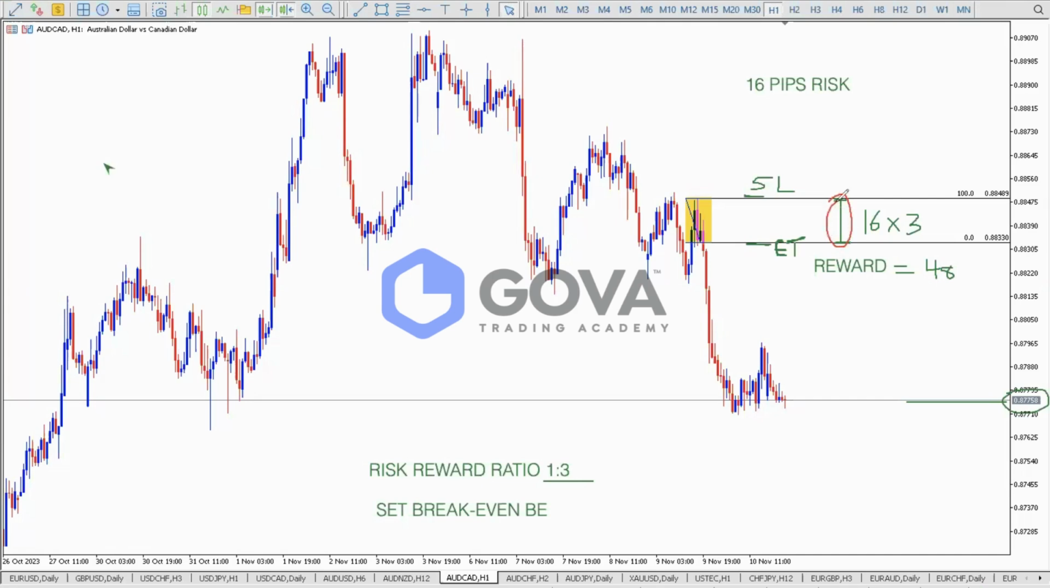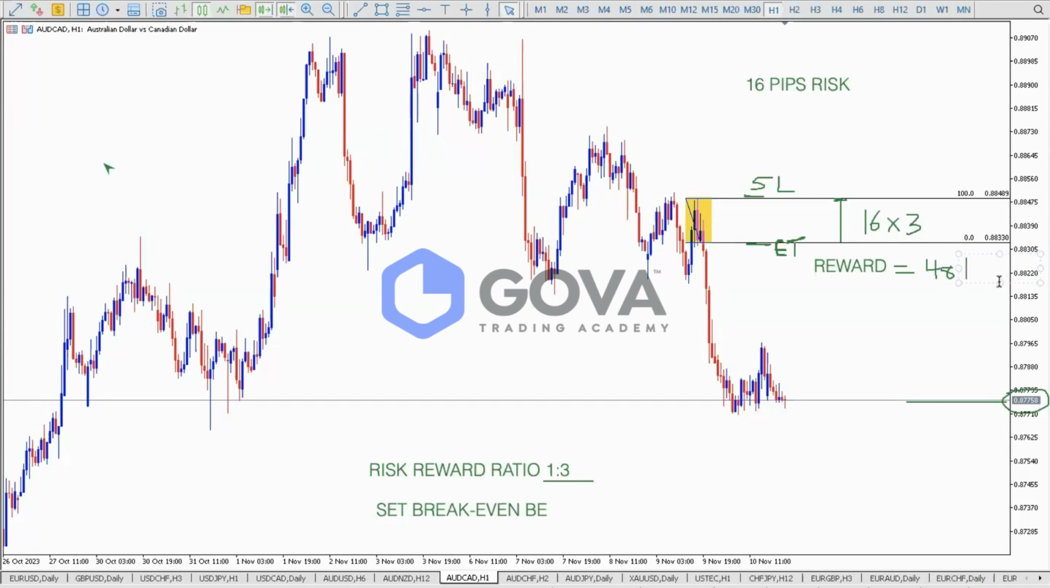So it means that the risk you are taking here, from here to here, is a 16 pips risk. You need a reward from this area to this area. You need a 48 pips reward. Now this is what I'm talking about. Let us look at it together. Looking at it, you should be able to see that you need a 48 pips reward.